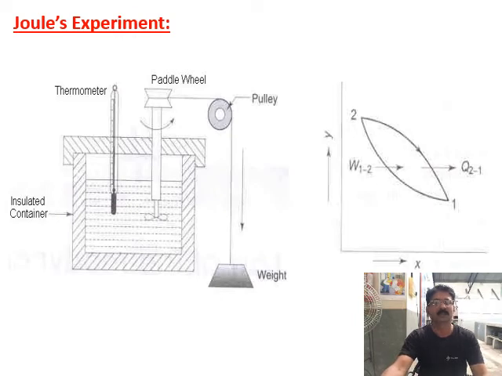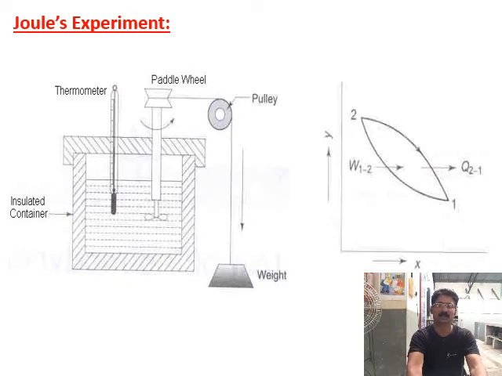Now let us study Joule's experiment first. Joule conducted a number of experiments to find out the work equivalent of heat. For that, he took an insulated container containing some liquid, and using a paddle wheel, he did some stirring work on this system.